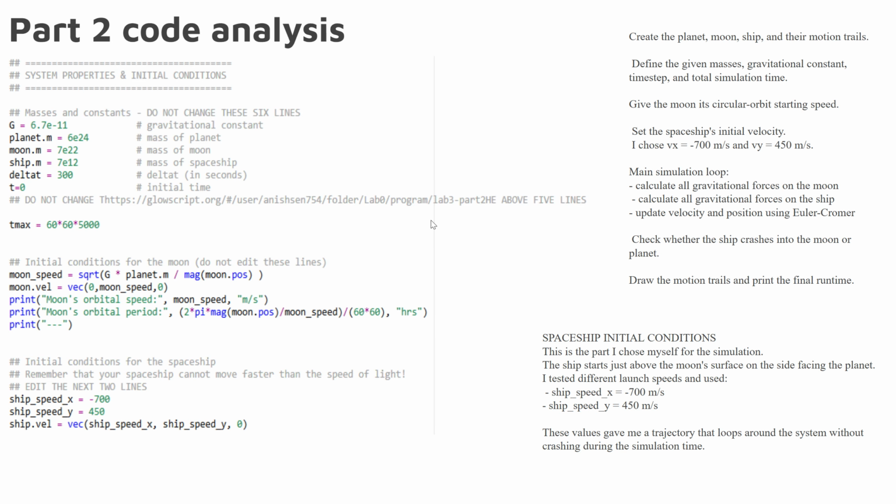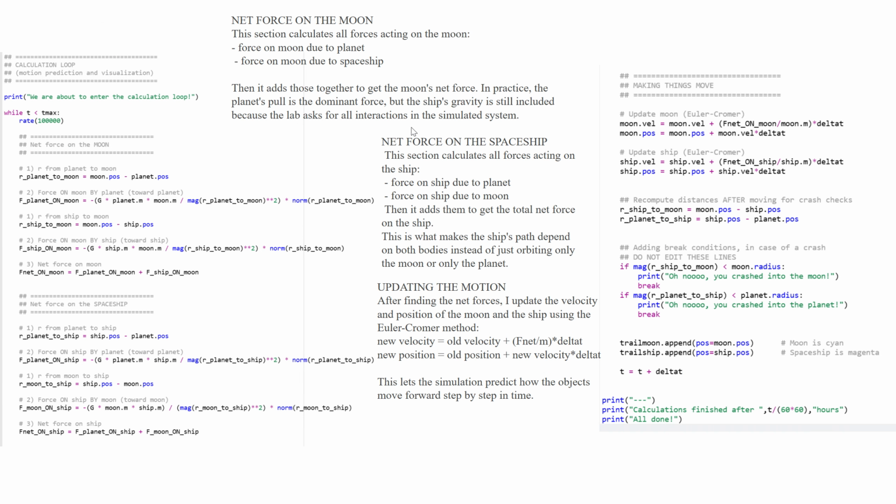Here's the part two code analysis. To the left right here are all of our initial conditions. I set our ship's x speed to be negative 700 meters per second, and the y speed to be 450 meters per second. These values give a trajectory that loops around the system without crashing during the simulation times. These are the times I chose for myself. Here is my calculation loop.